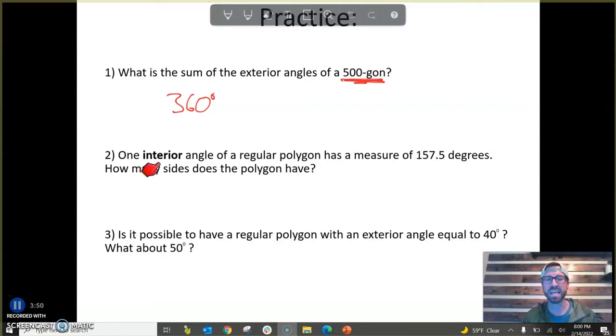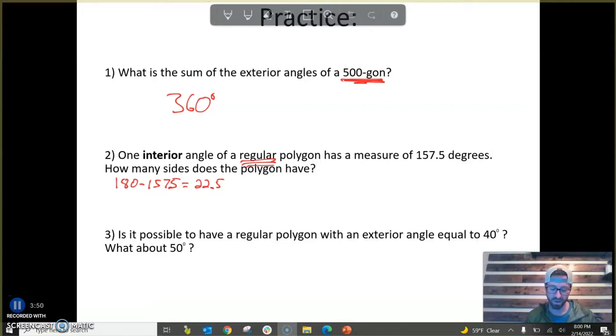Now, it says one interior angle of a regular polygon has a measure of 157.5. How many sides does the polygon have? There's more than one way to answer this question, but I want us to use our knowledge of exterior angles. The exterior angle and the interior angle are supplementary, meaning 180 minus my interior angle gives me the measure of an exterior angle. And if this is a regular polygon, all of those exterior angles are going to be equal.